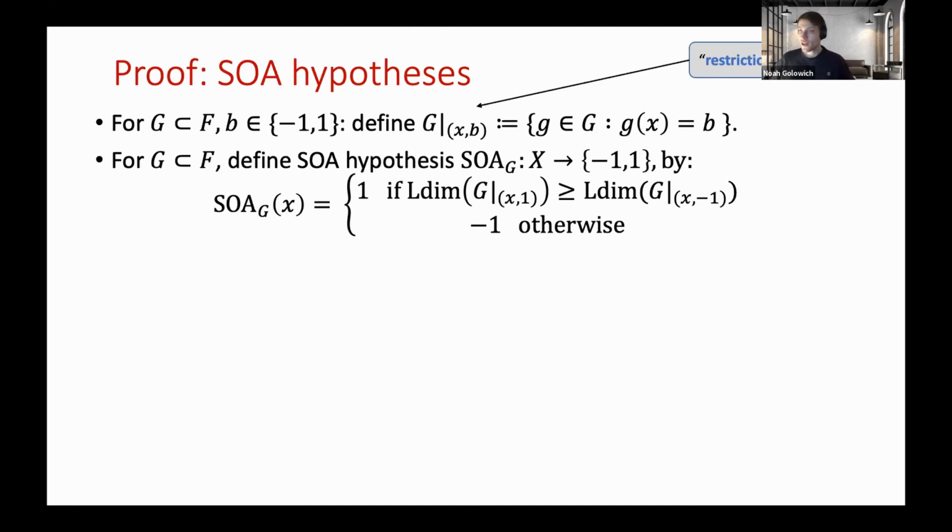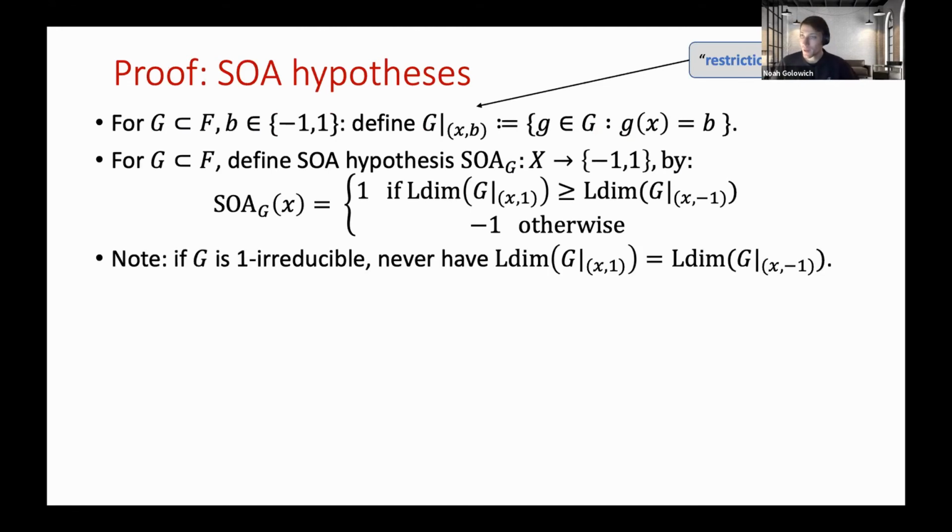Okay, so here's just a review. I copied the definition of SOA hypotheses. One aside I'm going to note before stating our main lemma is that for an irreducible class G, we never have to break ties in the definition of SOA hypotheses. We never have the Littlestone dimension of G restricted to X1 equal to that for G restricted to X minus 1. This is because if they were equal, they'd both be equal to the Littlestone dimension of G. And this would, as I said in the previous slide, lead to a tree of depth larger than G's Littlestone dimension, which is shattered by G.